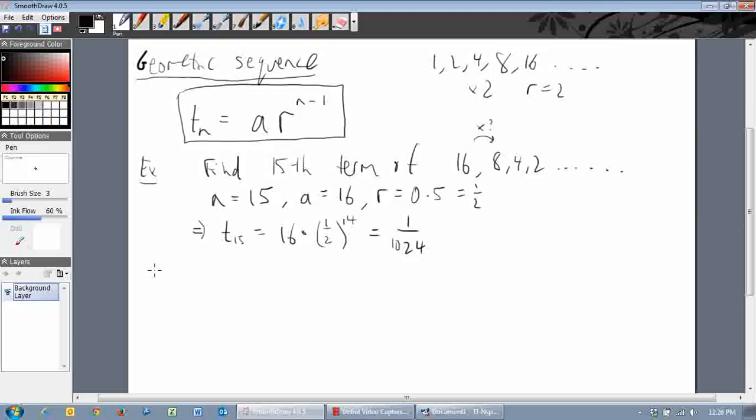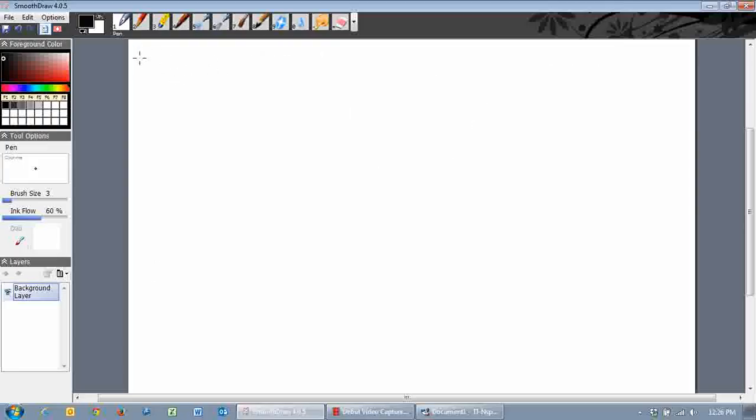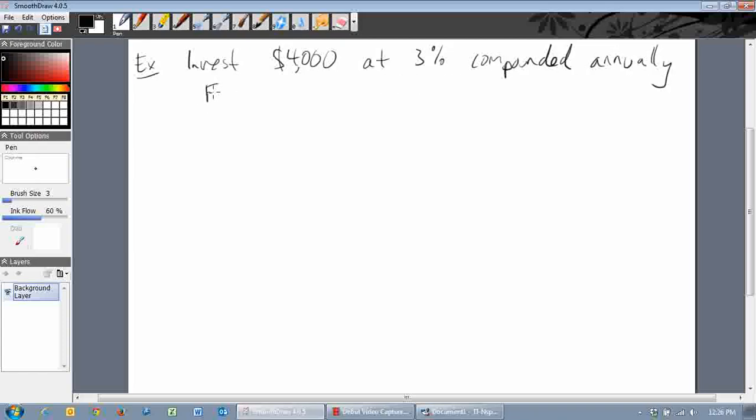I'll do another example on a fresh page, I think, just in case. I just hate running out of space, as you've seen in previous videos and in other examples. If you invest $4,000 at 3% compounded annually, find the value of your investment after 10 years.